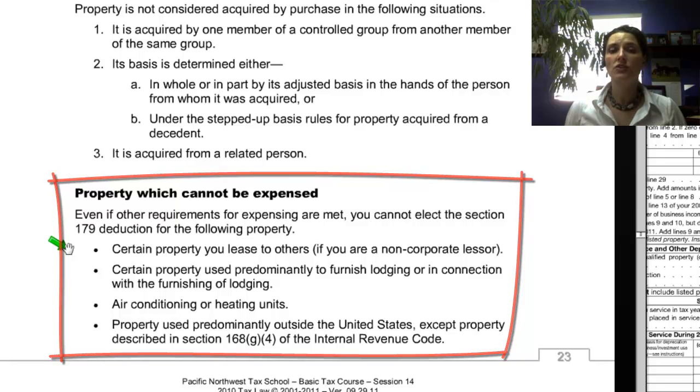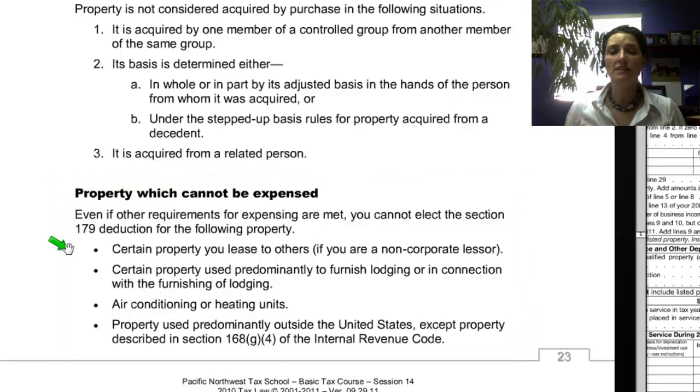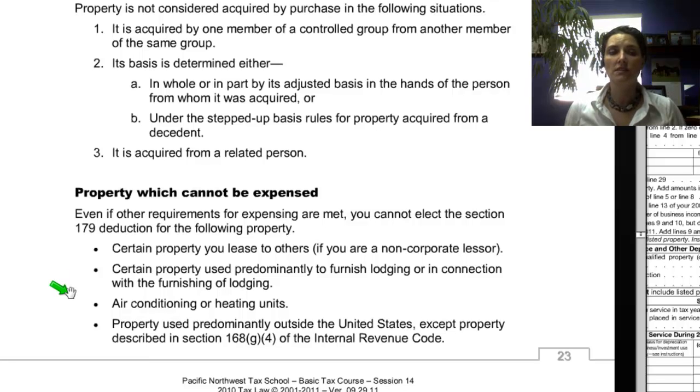Certain property that you lease to others if you are a non-corporate lessor. Certain property used predominantly to furnish lodging or in connection with the furnishing of lodging. So if you own a rental property and you purchase furniture for that property, you cannot expense it under Section 179. Air conditioning or heating units.